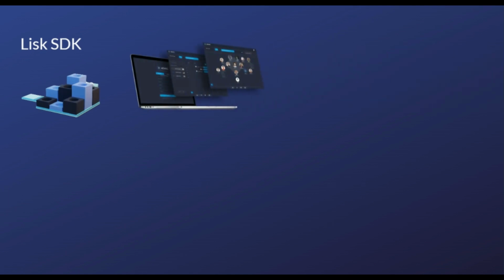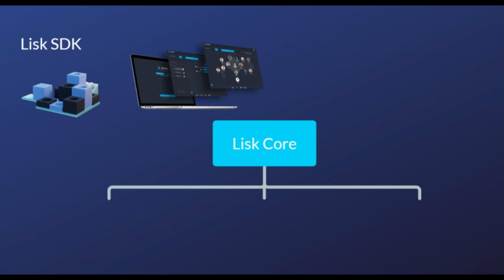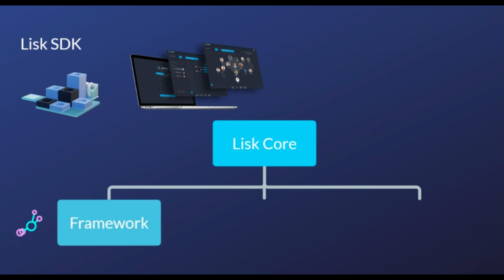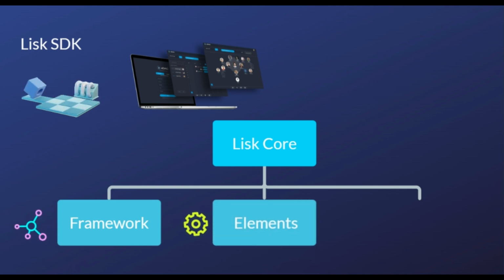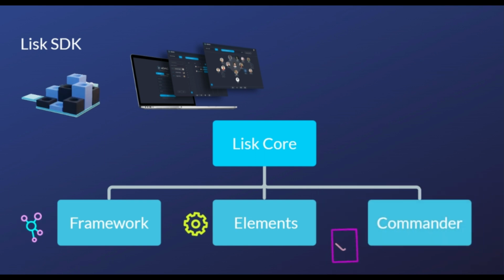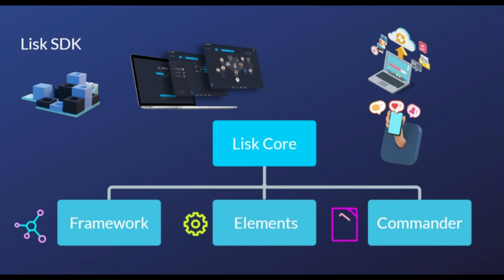Lisk Core enforces the protocol's rules, keeping the computers that run it in sync and operating smoothly by means of a software development kit. The kit has three components. The first is the framework, which establishes and maintains the interactions between modules on the Lisk network. The second one is elements, a set of coding libraries. And the third is commander, a command line tool that enables Lisk users to interact with the underlying blockchain. Once the software development kit is launched, it will be possible to develop social networks, games, messengers, and other applications that are independent of platforms.